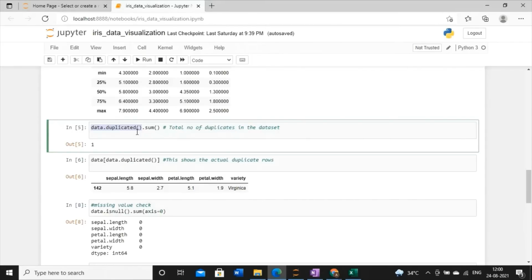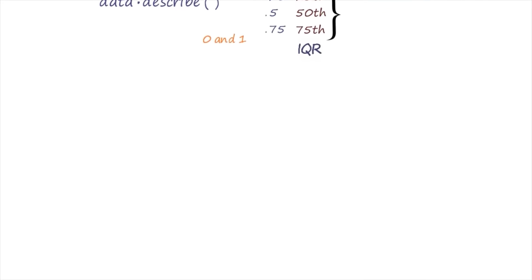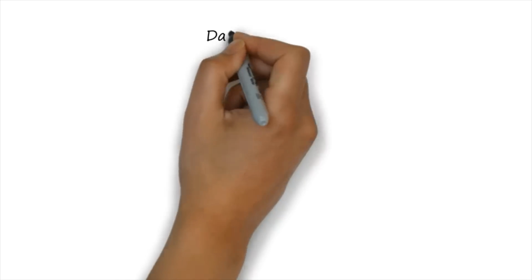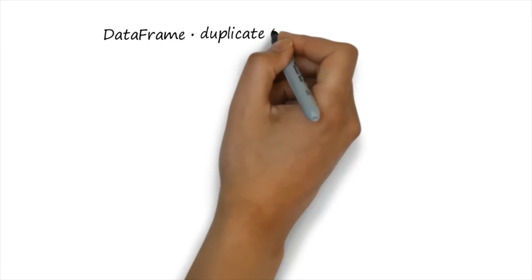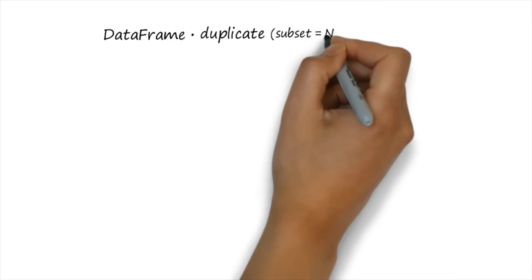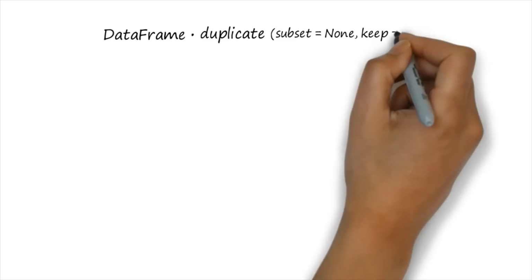Now we have to understand this concept. If you execute this code, you will find one, which means in my dataset I have only one occurrence of a duplicate value. So in this case, you have to understand the actual syntax of duplicated. The actual syntax will look like DataFrame.duplicated, and within this method you have subset equal to None, then keep equal to first. These are the very popular arguments, which are used in general.